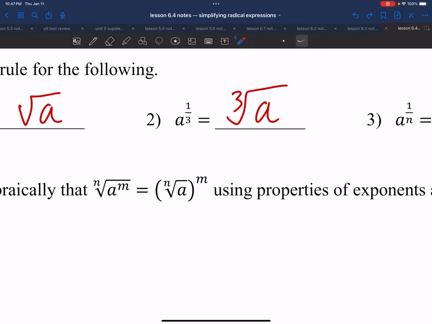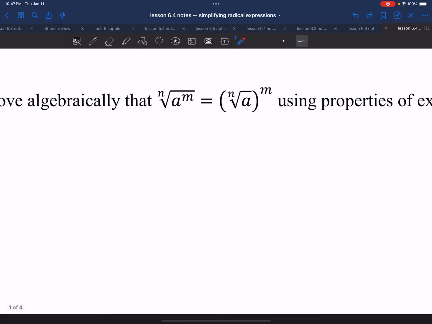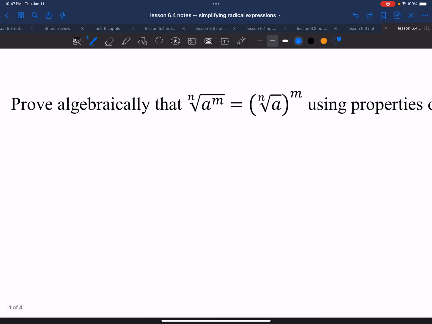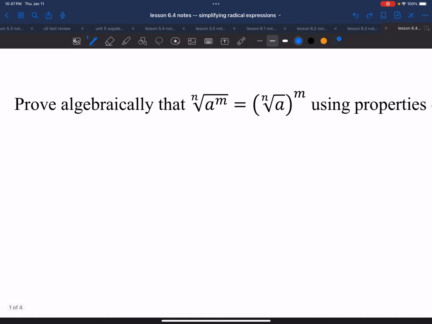And again, I encourage you to really pause the video here and take a stab at this before I just spoil the answer for you. It's kind of fun. You have to use exponential properties. Okay, so here's what I'm going to do. I'm going to start with the right side. I've got the nth root of a to the m.